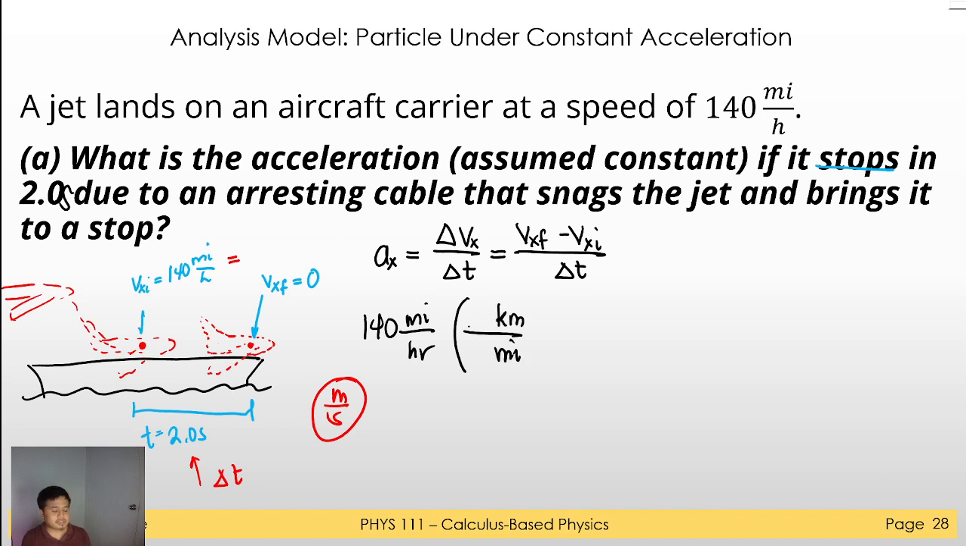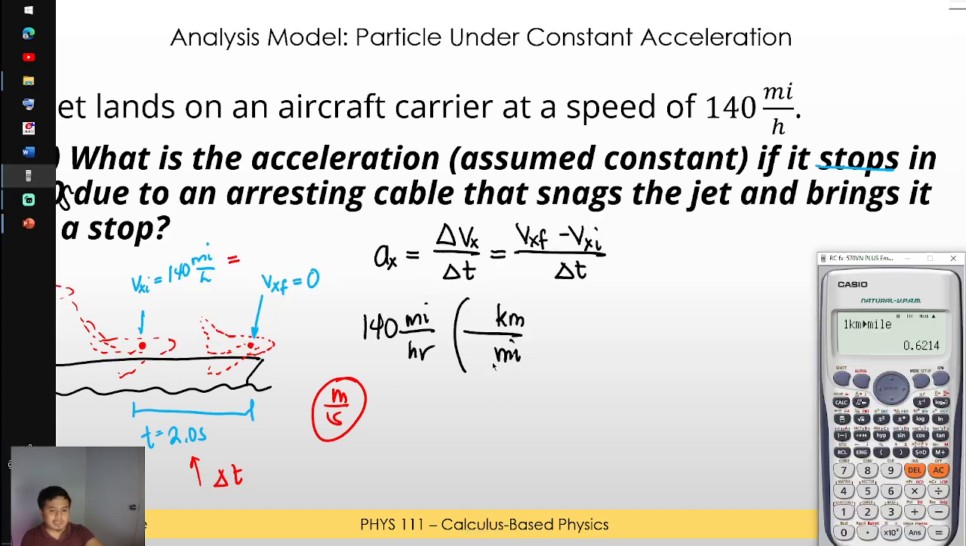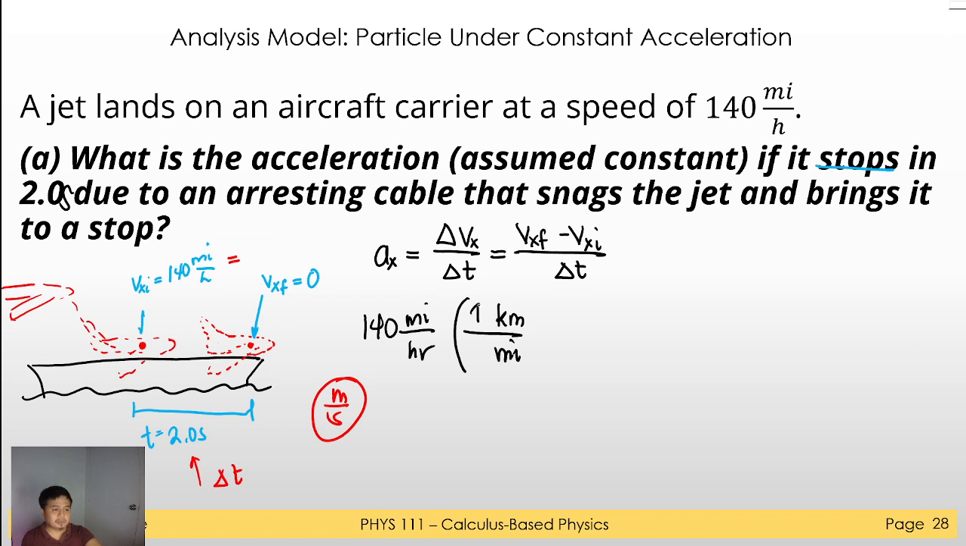So we will change this first into kilometers before we change into meters. In 1 kilometer, there is 0.6214 miles. So 1 kilometer is equal to 0.6214 miles, so we can cancel this unit miles. What remains is this kilometer. For kilometers, this is easy, no? 1 kilometer is equal to 1,000 meters.